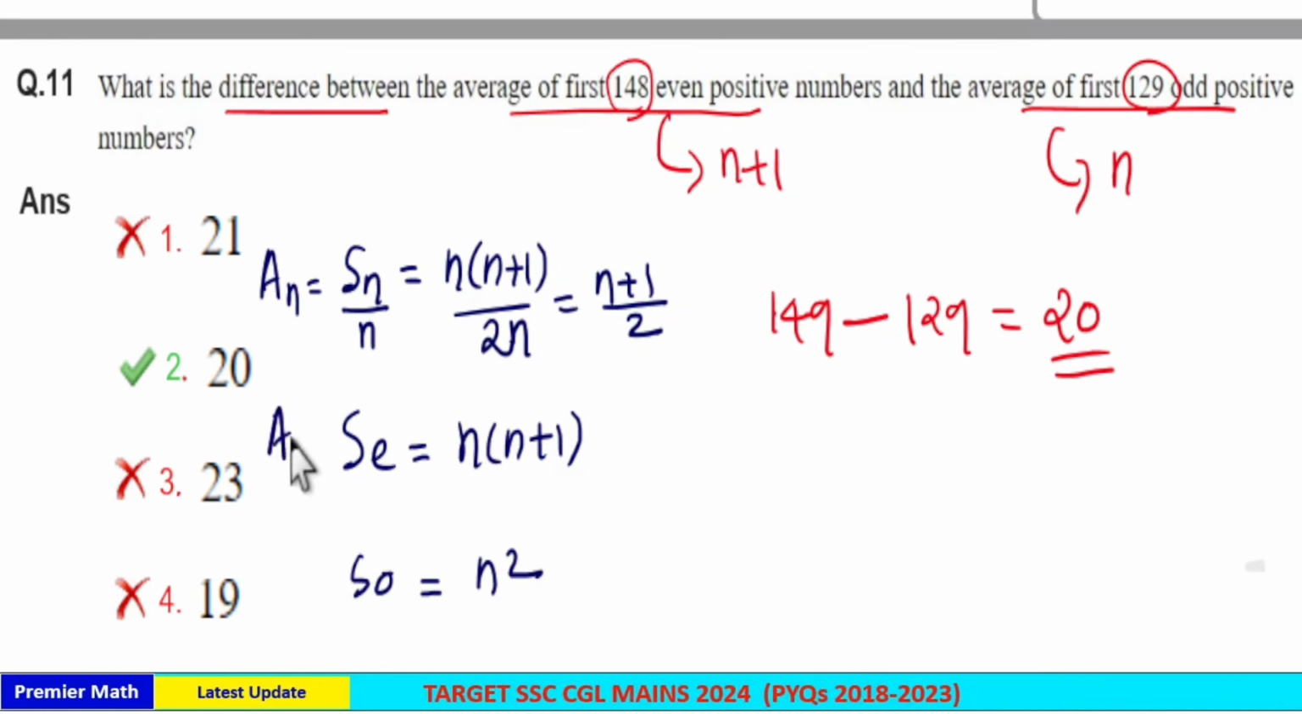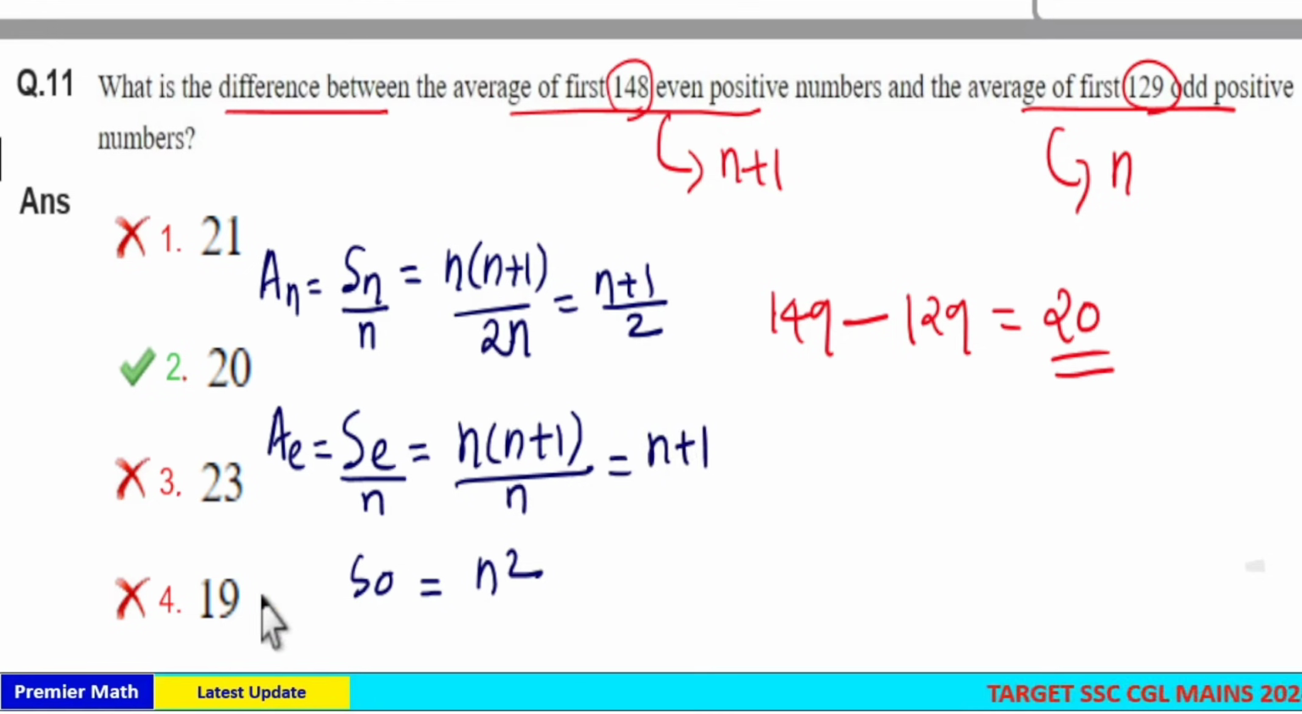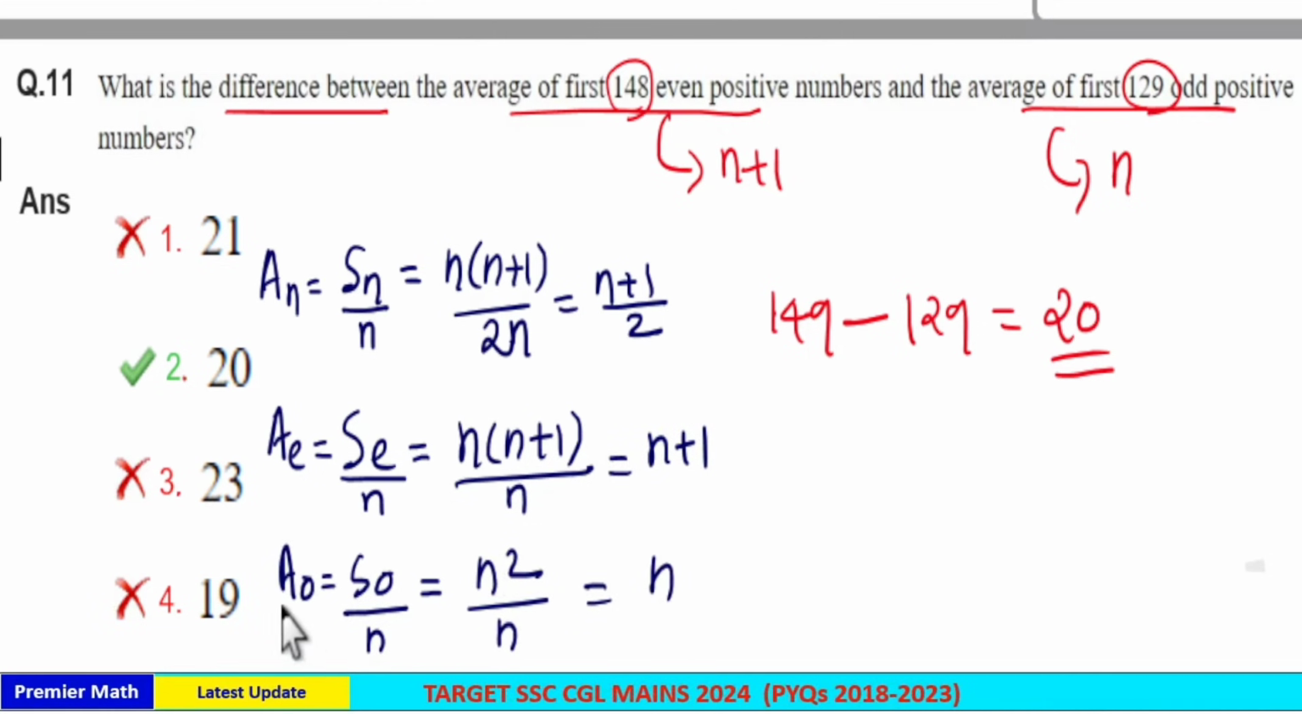Same way, average of even numbers is equal to sum of even numbers divided by total number of elements. So n into n plus 1 by n will become n plus 1 itself. Now average of odd numbers is equal to sum of odd numbers divided by n, which is n square by n, which is n. So average of odd numbers is equal to n, even numbers is equal to n plus 1 and natural numbers is equal to n plus 1 by 2.